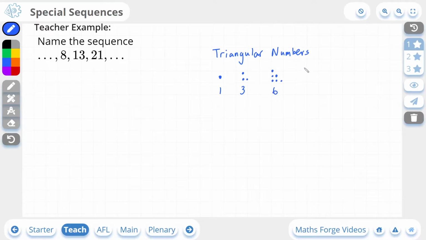And we'll do this one more time. So now we're going to have 4 dots for the height and 4 dots for the base. Now we have 10 dots in total.